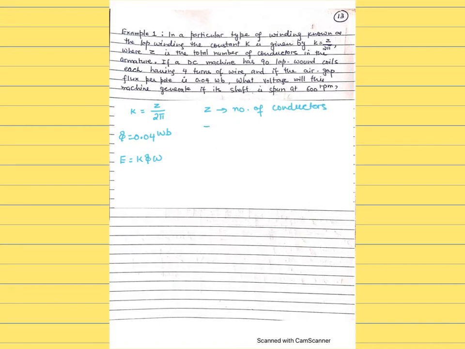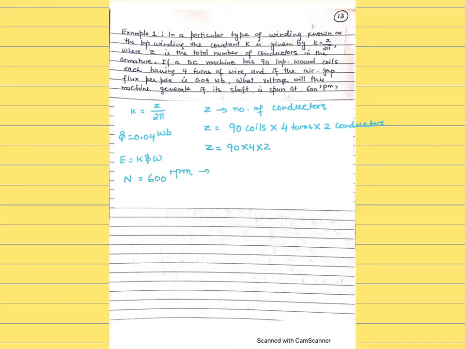Z is the total number of conductors. In order to have Z, we have 90 coils. Each coil has 4 turns, and always one turn has 2 conductors. Since we're looking for the number of conductors, it's going to be 90 times 4 times 2. So that's one thing. The second thing is the speed, represented by N, which is given in RPM.